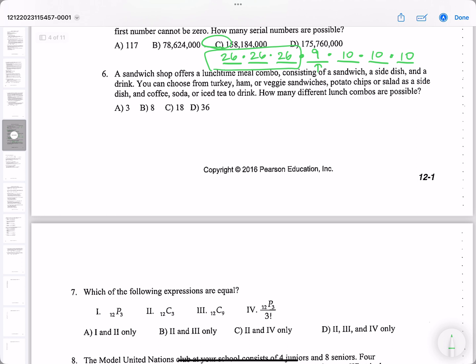A sandwich shop offers a lunchtime meal combo consisting of a sandwich, a side dish, and a drink. You can choose from turkey, ham, or veggie. You can choose potato chips or salad, and coffee, soda, or iced tea to drink. So you have 3 choices times 2 choices times 3 choices, and that is going to be 18.